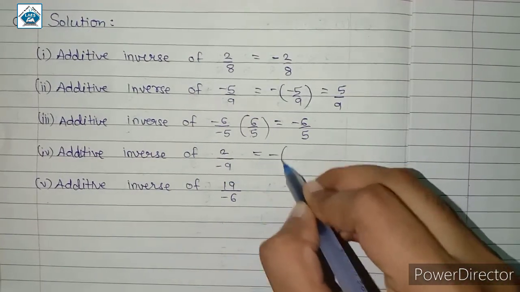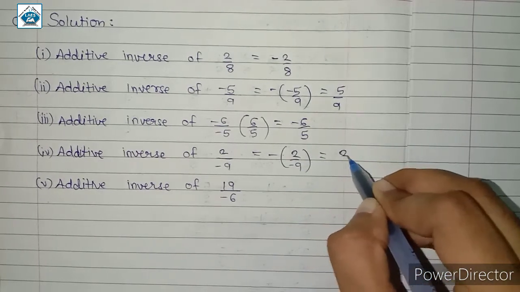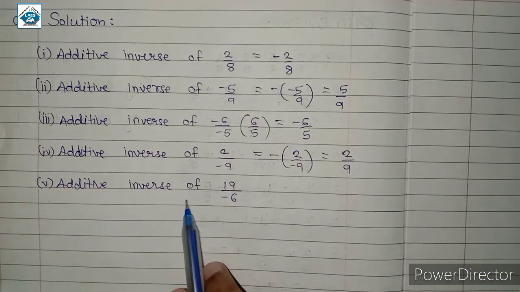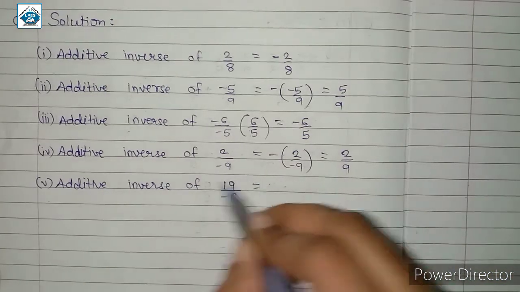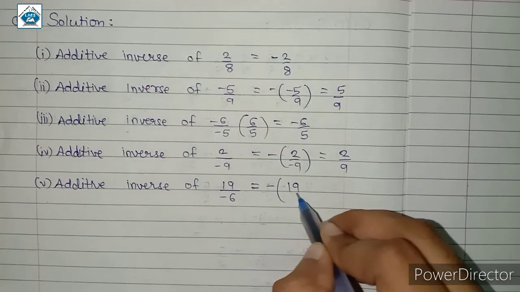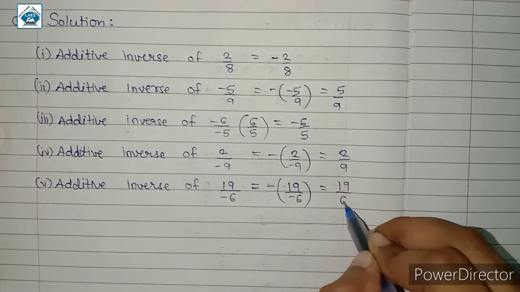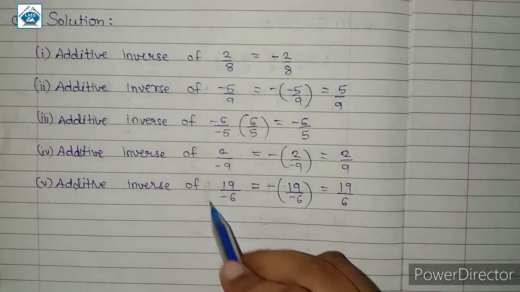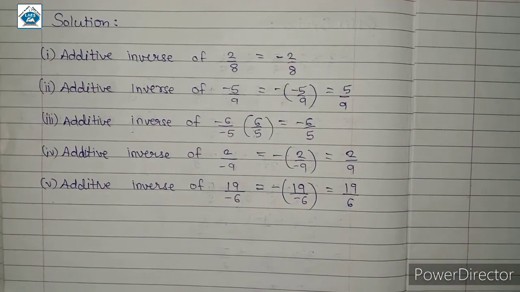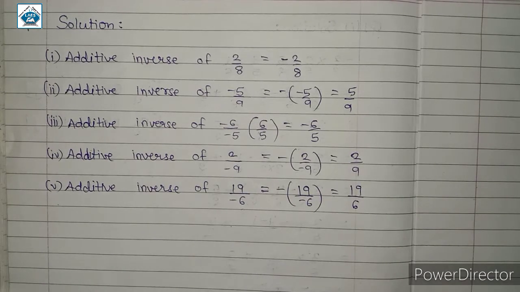Next, we have additive inverse of 2 upon minus 9. So this will be equal to minus of 2 upon minus 9, which will be equal to 2 upon 9. Next, the additive inverse of 19 upon minus 6, same as sub question 4. This will be equal to minus of 19 upon minus 6, which is equal to 19 upon 6. So the additive inverse of 19 upon minus 6 is equal to 19 upon 6. In this way, you need to write the solution in your notebook.